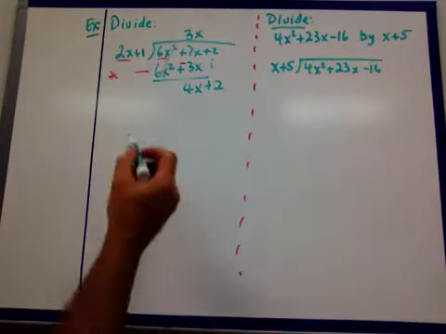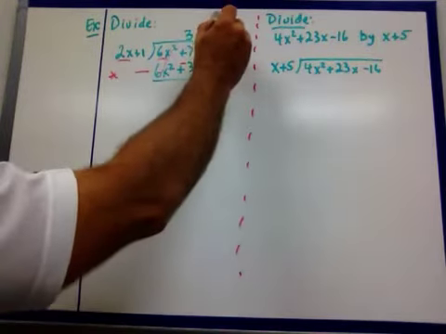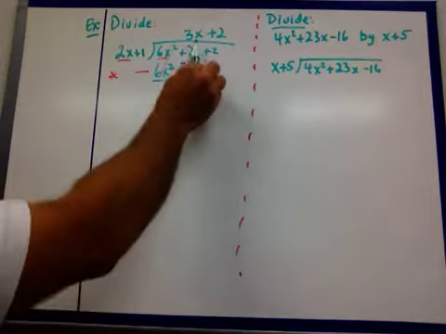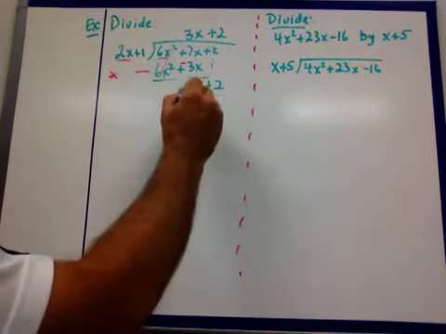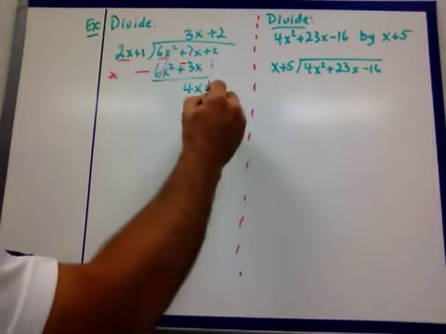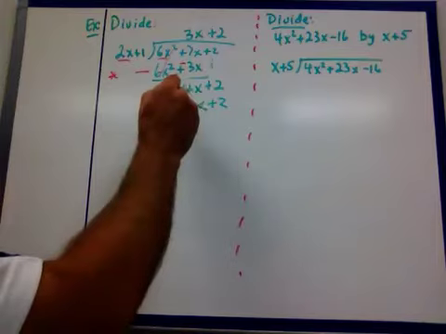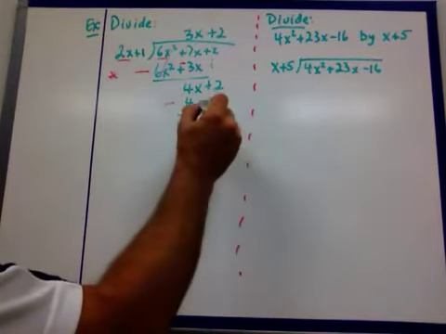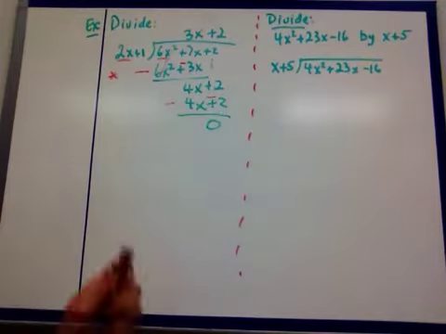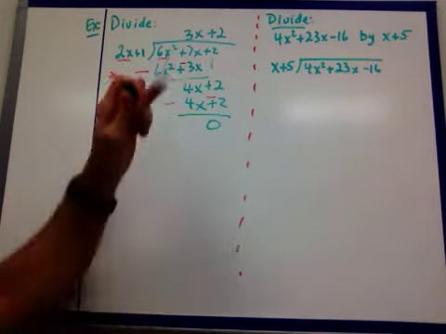Okay? Now I'm looking at what do I multiply 2x by to get 4x? That's 2, positive 2. And you notice I got my x's over my x's, my constants with my constants. 2 times 2x is 4x. 2 times 1 is 2. Then I'm going to subtract. So I'm going to change the signs all the way across. 0 remainder. So 2x plus 1 goes into 6x squared plus 7x plus 2, 3x plus 2.